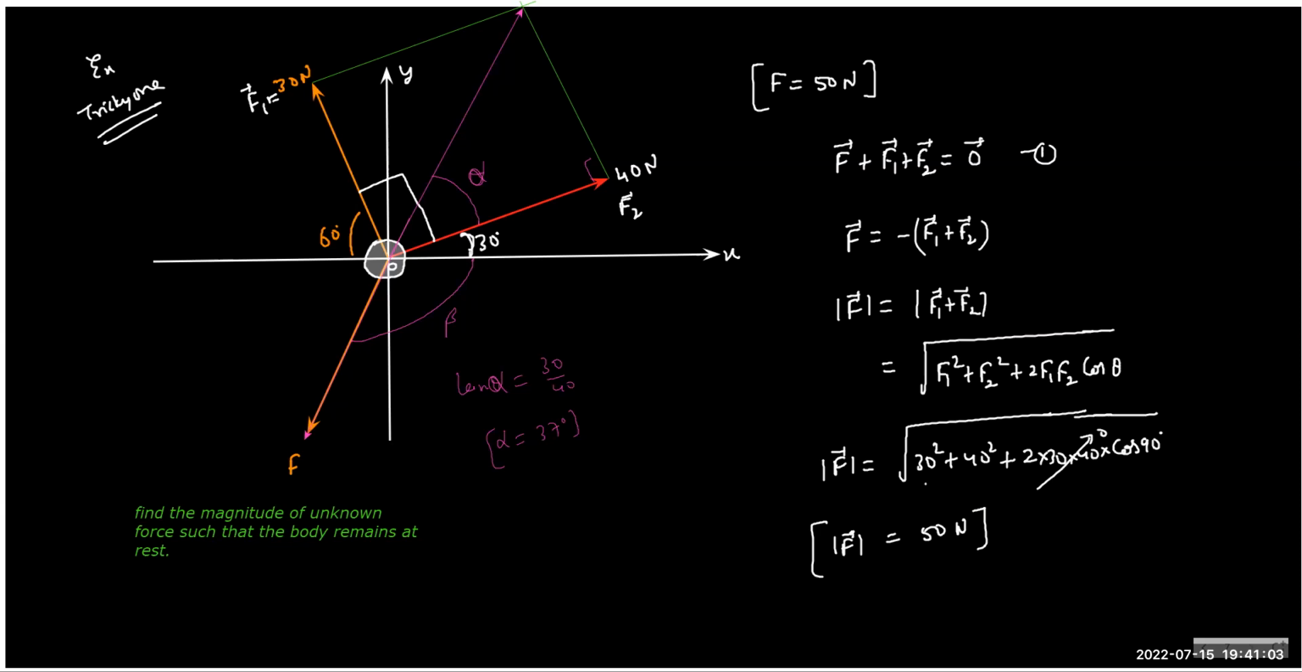Yes. Because the resultant is opposite of the resultant of the first two vectors, and that should be. And therefore, I can find beta also. So I can say alpha plus 30 plus beta is 180 degree. So I got my beta, 180 minus alpha minus 30, which is how much? 113 degree.